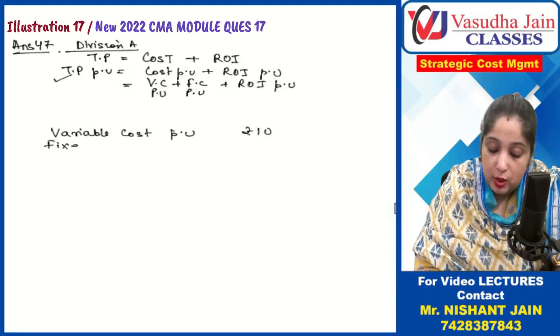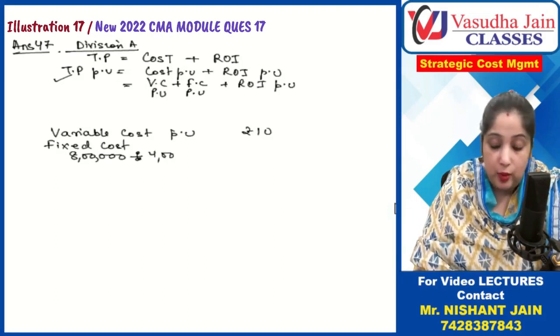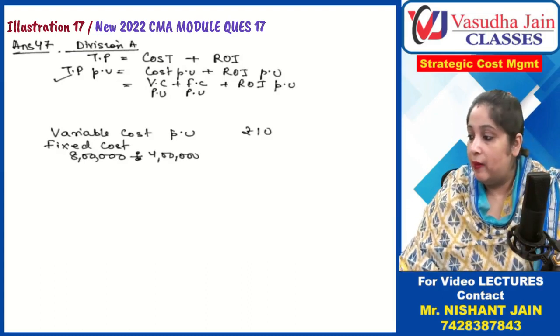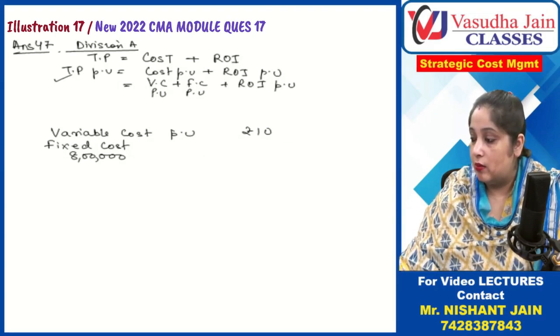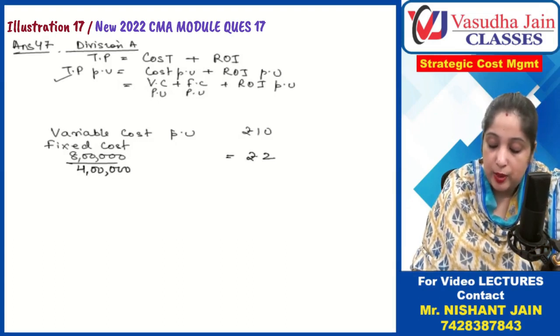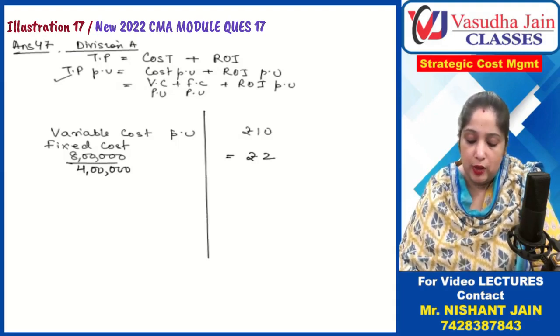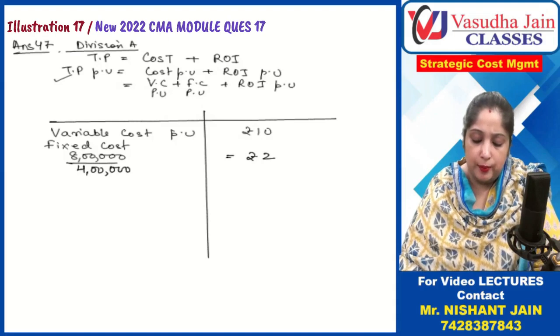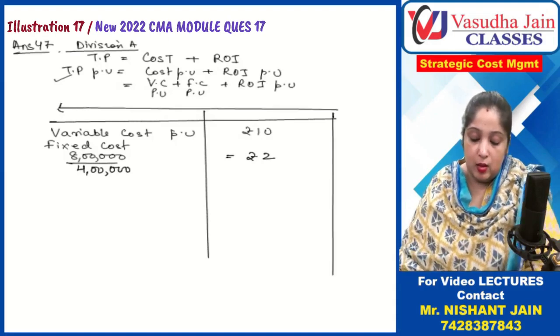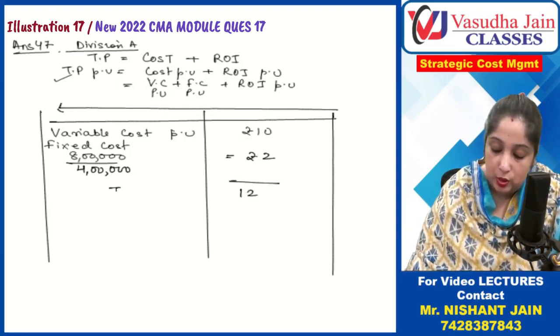What is the fixed cost given to us? Fixed cost given to us in the question is annually 8 lakh rupees, and annually we are going to manufacture how many units? 4 lakh units. So if I divide by 4 lakh, what is the fixed cost per unit coming? Rupees 2 per unit, correct? We can create a table also, without a table also you can compute, there is no harm. So variable cost, fixed cost is written here. Now this is the total cost, that is 12 rupees is your total cost.